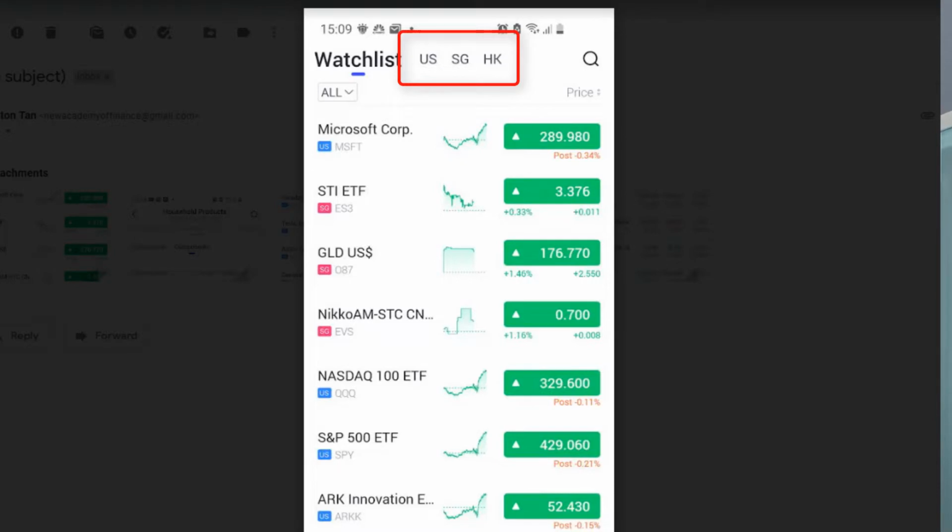In this second uSMART video series, I will introduce to you some of the cool features that the uSMART app can bring to you. uSMART gives retail traders and investors access to three key markets, namely Singapore, the US, and Hong Kong. Let us start with the Singapore market.